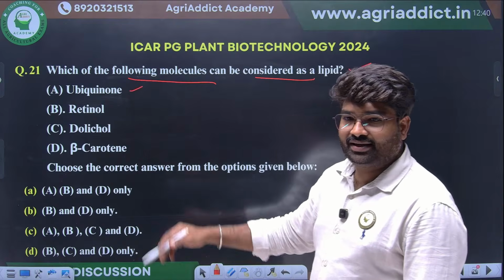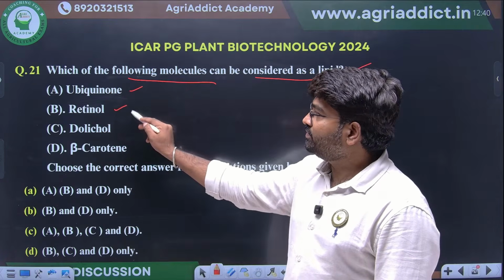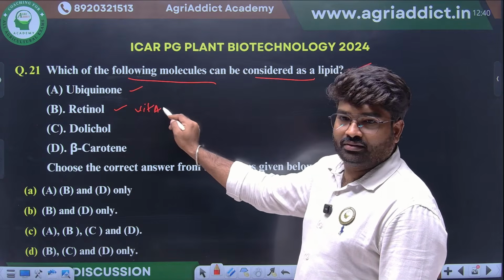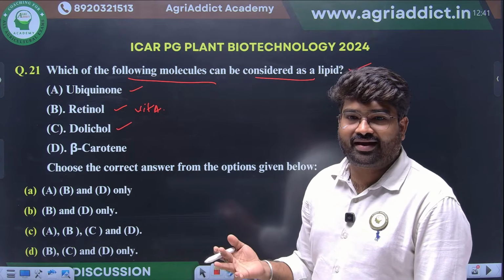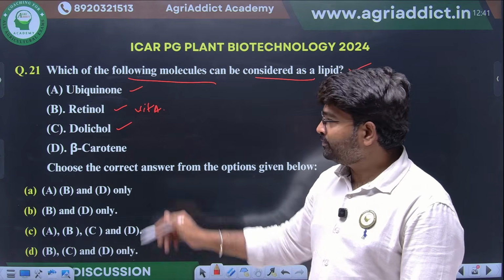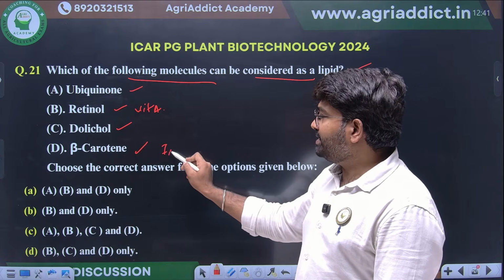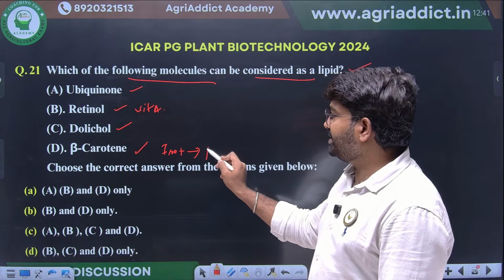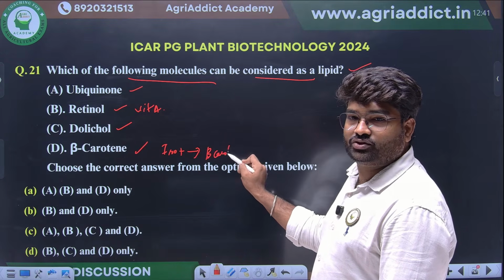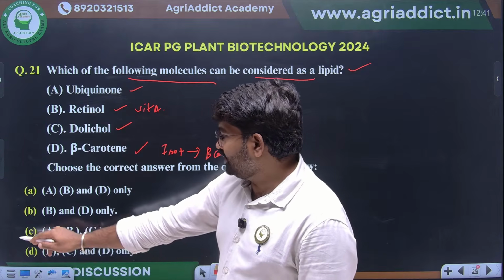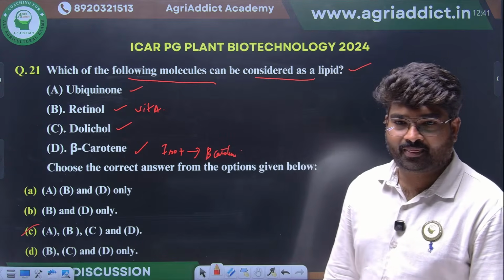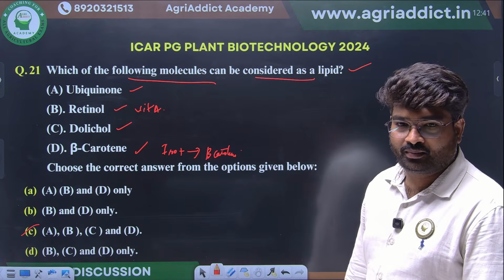Ubiquinone is a lipid, yes, we know. Retinol is vitamin A, fat soluble, so that will also be a lipid. Dolichol, for membrane anchoring, that is also a lipid. Beta-carotene: isoprene units combine to form beta-carotene, so this will also be a lipid compound. So A, B, C and D. Clear? Yes, clear.